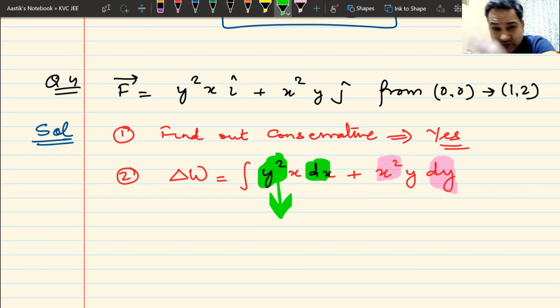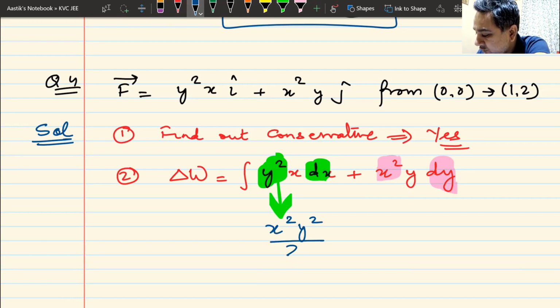Assuming that y square is a constant, y square comes out. You just integrate x dx. When you integrate x dx, what do you get? X square by 2. When you multiply it by y square, you get the integral as x square y square by 2. Yes or no? Yes, sir.